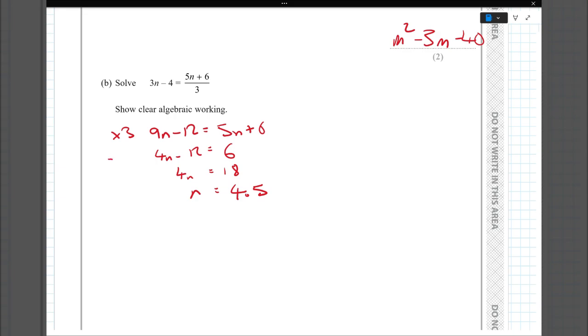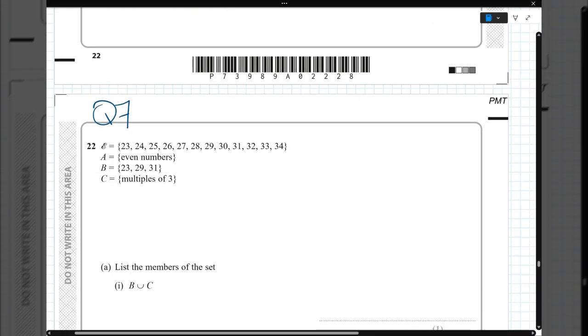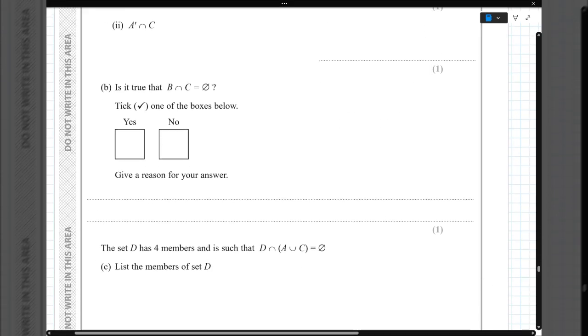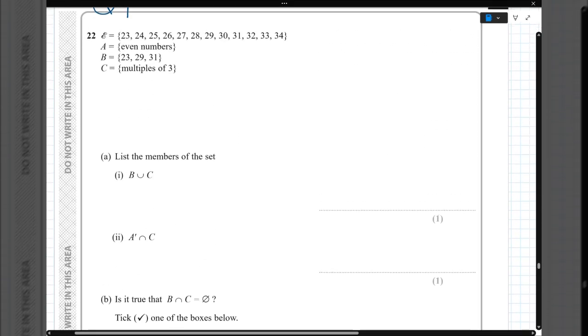Just going to write here that I took away 5n in case anyone's just looking back. Add 12, and then we divide by 4. Okay, question number 7. Oh, and diagrams, I love it. Set notation. Okay, question 7.